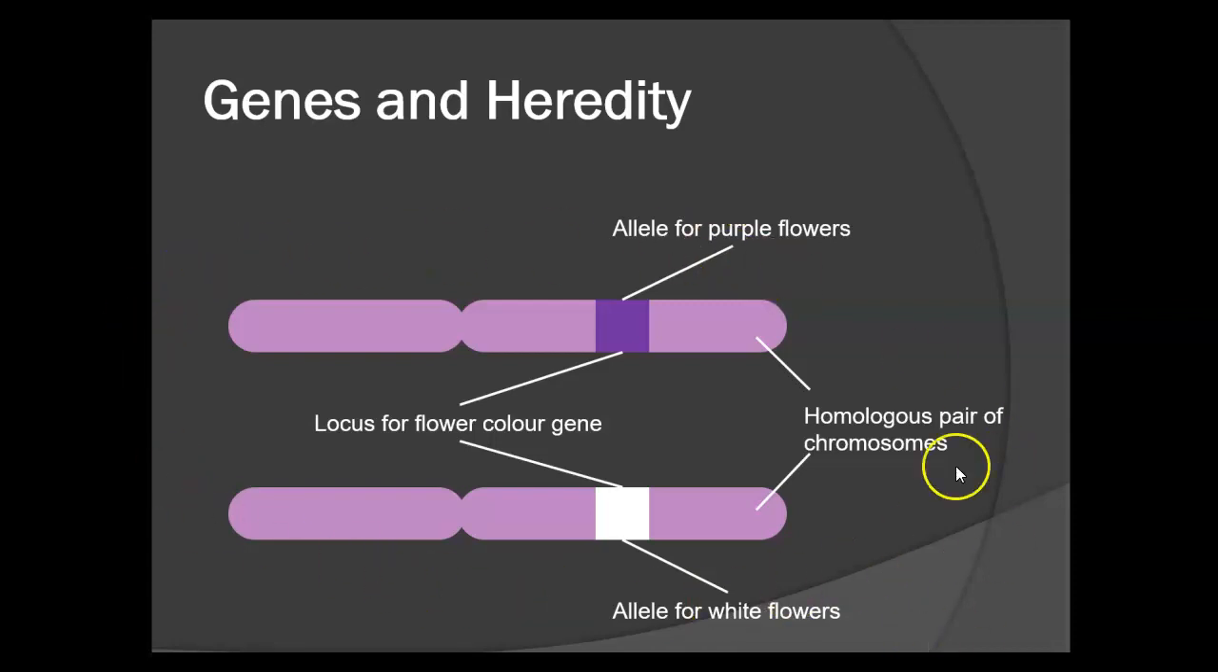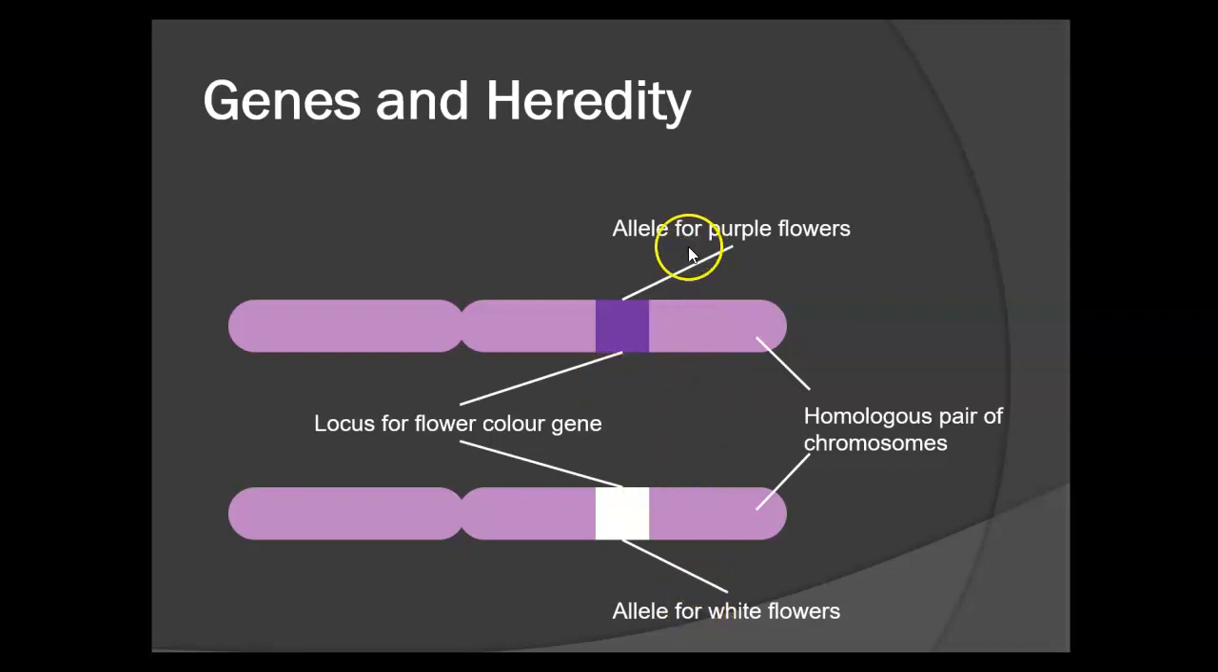So let's imagine that we have a pair of homologous chromosomes. For argument's sake, let's say that this chromosome came from the mother. We're talking about flowers now, so the mother plant, and this one came from the father plant. This homologous pair is genetically more or less identical. It has the same genes all along the chromosome. So, for example, here is the gene that determines flower color, and that occurs at the same location on each chromosome. This is what we call the locus for flower color. Locus means location, the spot on the chromosome where we find that particular gene.